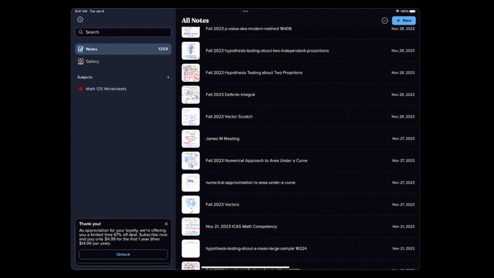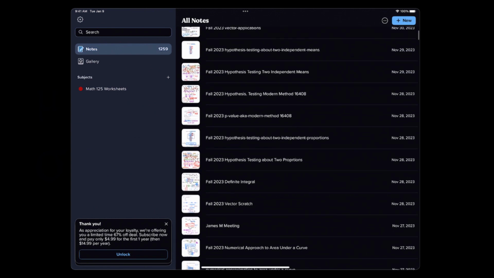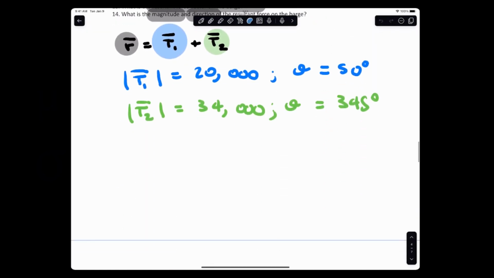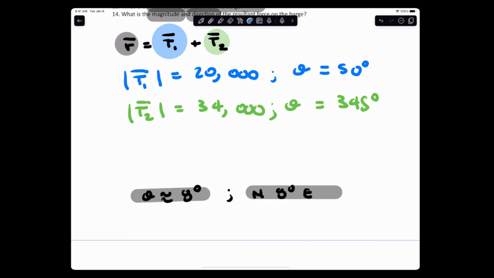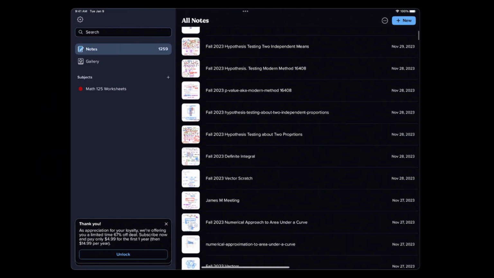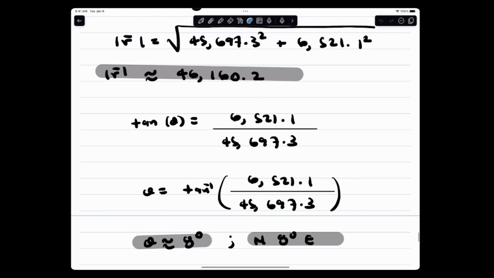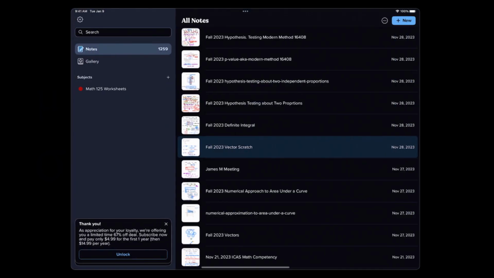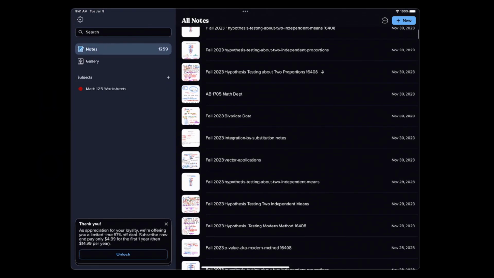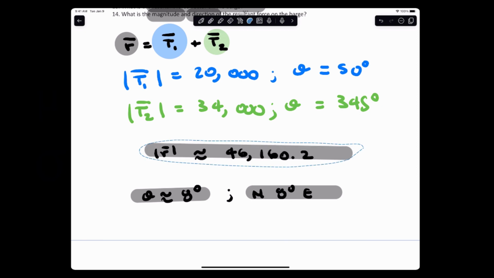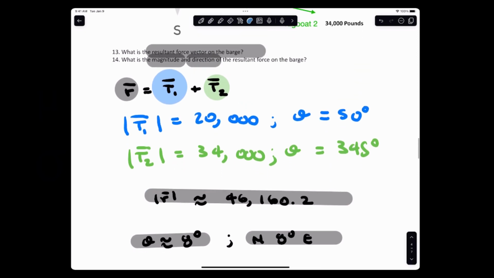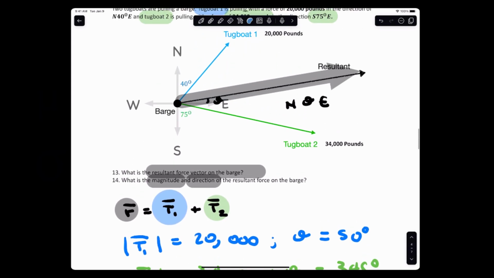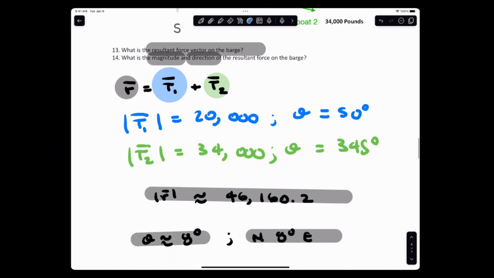Where is it? Vector applications? Let's find it. Vector scratch. There it is, ladies and gentlemen. It is north, theta, east. There you go.